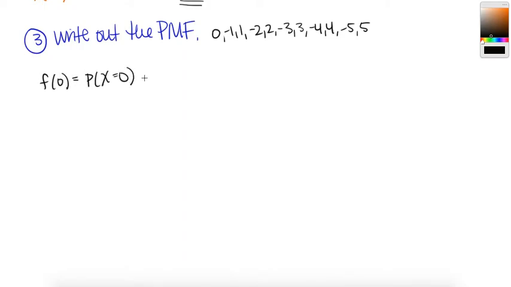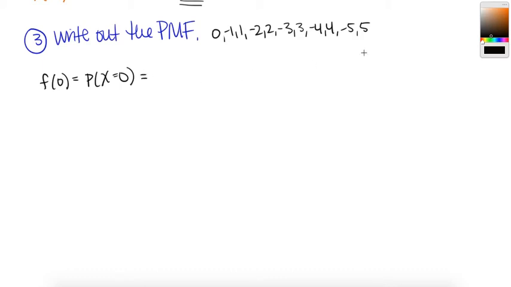All right, so we can kind of do this in whatever order we want, and let's remember, right, we could have 0, negative 1, 1, negative 2, 2, negative 3, 3, negative 4, 4, negative 5, 5, and that's everything that x could take. So I'm going to start with 0. That's the probability that x is equal to 0.